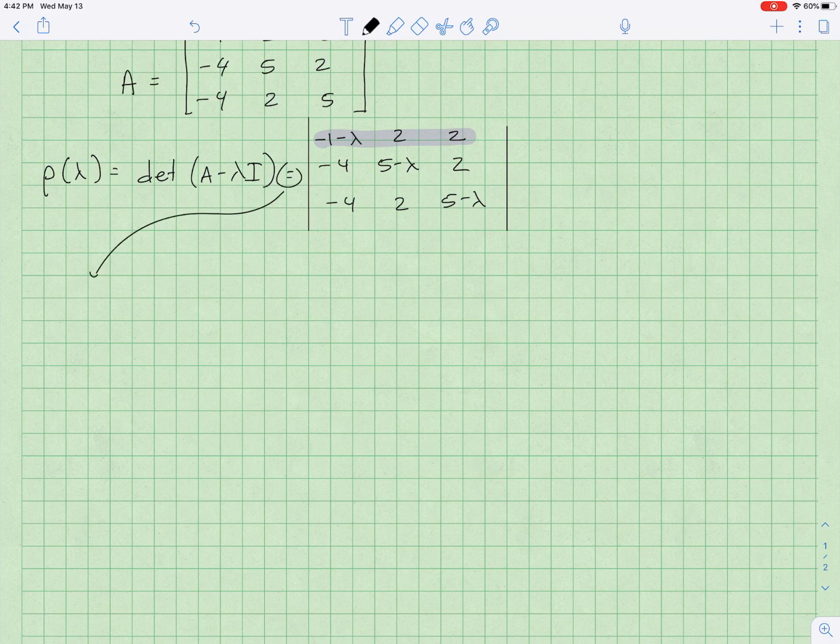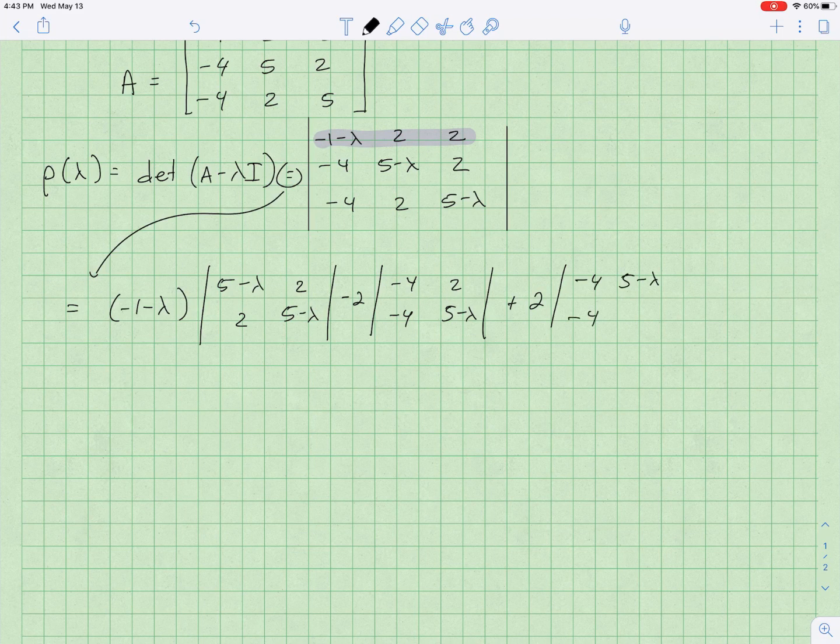Let's go over here and make some more room. This is going to be negative 1 minus lambda times the 2 by 2, 5 minus lambda, 2, 2, 5 minus lambda, minus 2 times the 2 by 2, negative 4, 2, negative 4, 5 minus lambda, plus 2 times the 2 by 2, negative 4, 5 minus lambda, negative 4, 2.